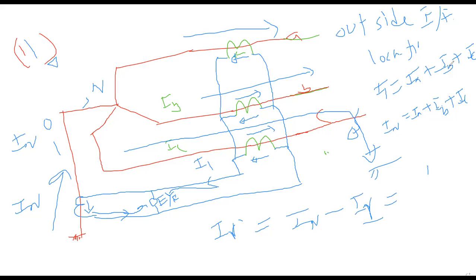I1 is also IA plus IB plus IC, isn't it? Look, I1 is also what? IA plus IB plus IC. IN is also what? Same, IA plus IB plus IC. If you take the difference, what should be the resultant current? Zero. So should the relay operate? Yes, sir. No. How come?